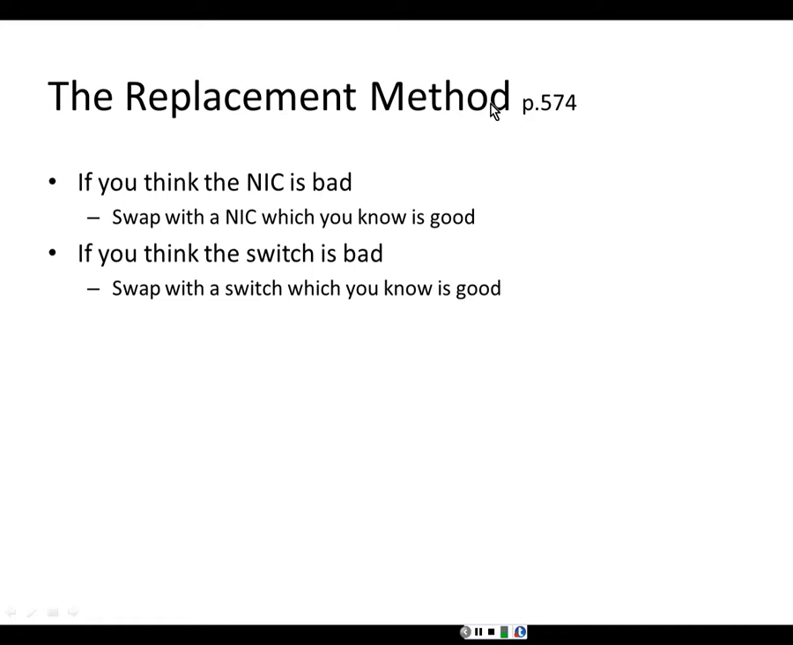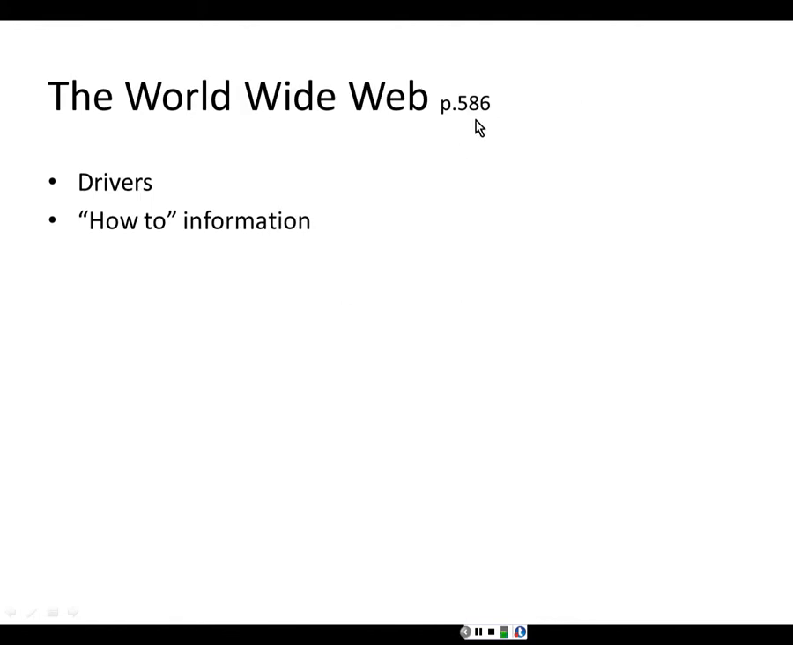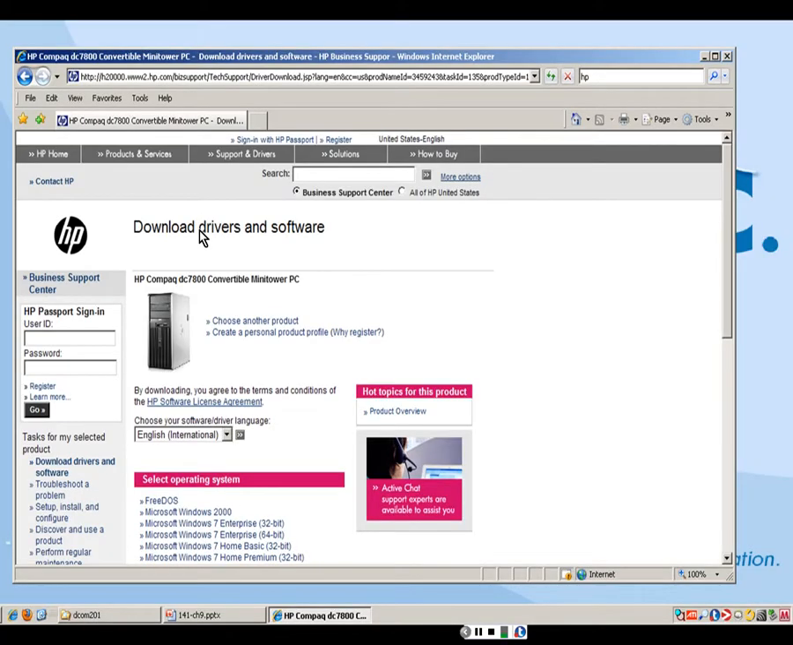So a nice thing about the computer is that we can swap components to determine whether or not those components are bad. Page 586 discusses the World Wide Web. We can use the web to download drivers and to retrieve how-to information. For example, if we need a network interface card driver, we would go to the Hewlett-Packard Compaq website, because here at CCBC we use a lot of HP Compaq.